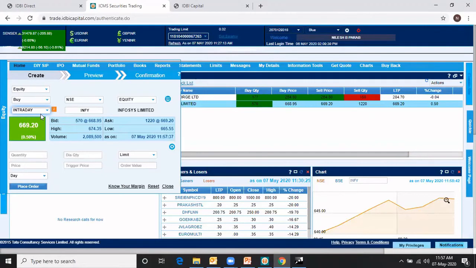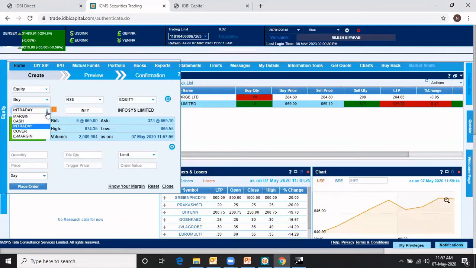Okay, so this is the price, the LTP, going on. This is the bid price, ask price, high. What is the high for the day? What is the low for the day? Volume, how much volume has happened in a particular stock, that you can see here.